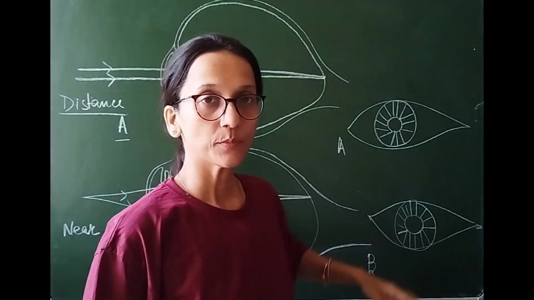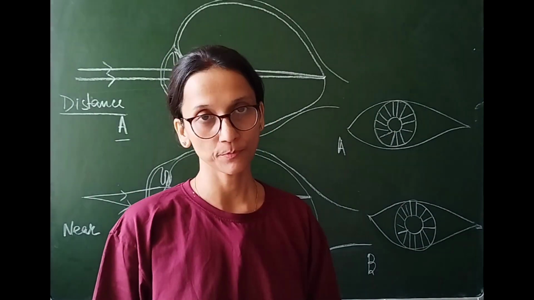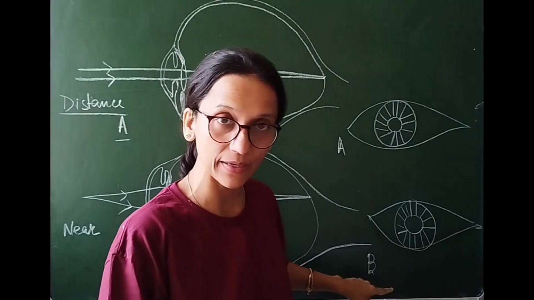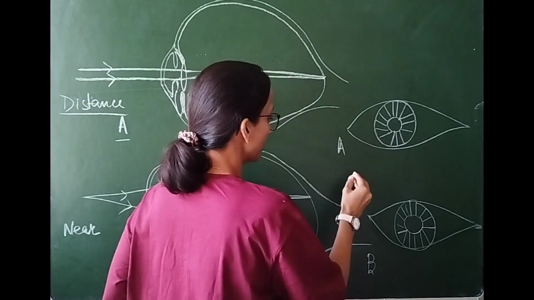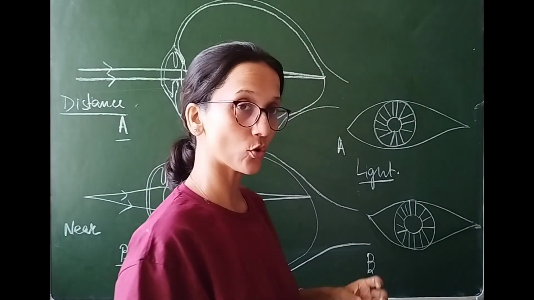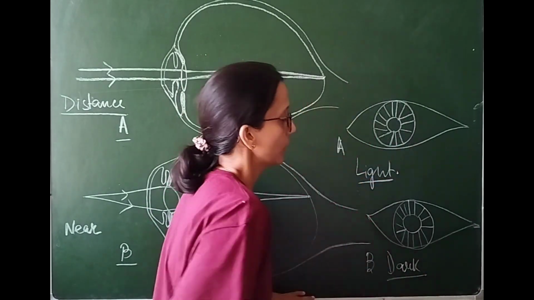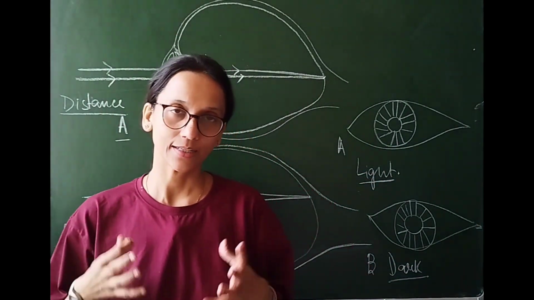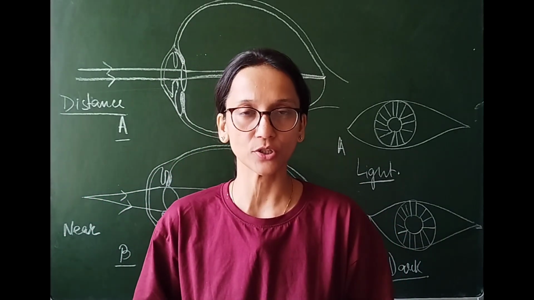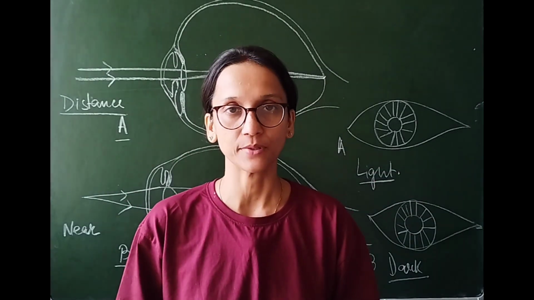Again, in these two diagrams, if we are asked to guess the adaptation of the eye, we will look at the diameter of the pupil. In situation A, the diameter of the pupil is narrow compared to situation B. Hence, this is definitely for light adaptation. And since here it is already wide, it is for dark adaptation. So you may be asked questions like this in exams. You just have to look at the shape of the lens if we are talking about accommodation. Second, you have to look at the diameter of the pupil if we are thinking about adaptation.